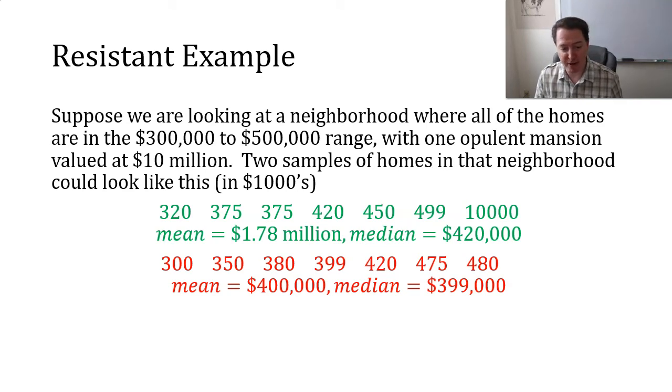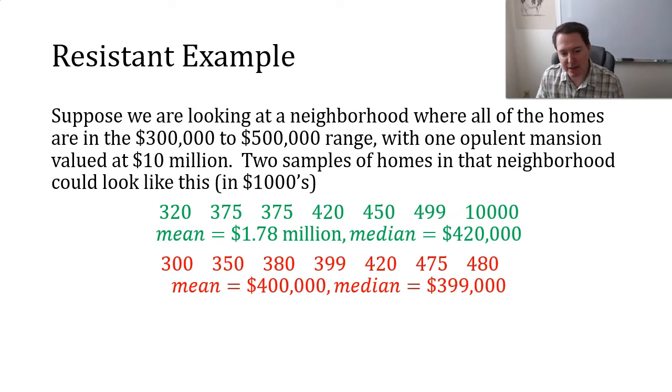That means I've got a bunch of houses in the $300,000 to $500,000 range, and then a $10 million house. As I look at the mean, I'm at almost $2 million, which honestly doesn't represent any of the homes in that neighborhood. None of them are near that value. They're either way below it or way above it. But the median of $420,000 is actually pretty typical for the neighborhood.